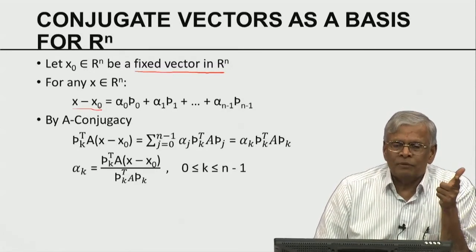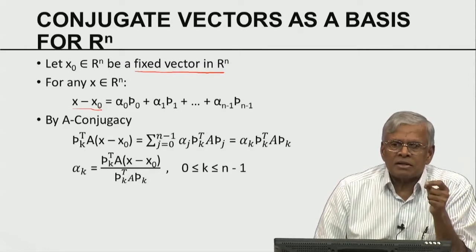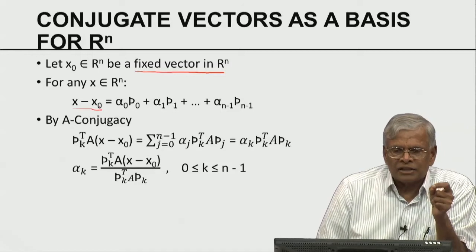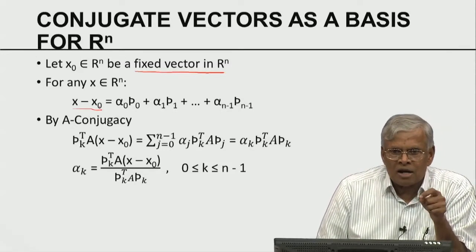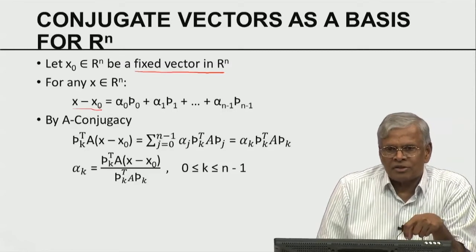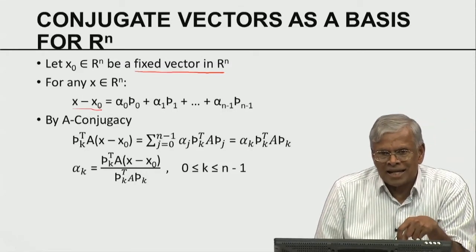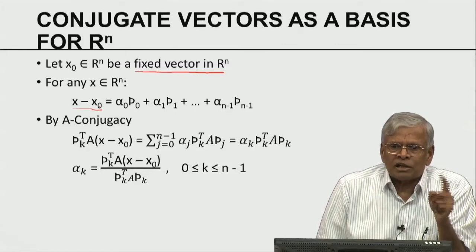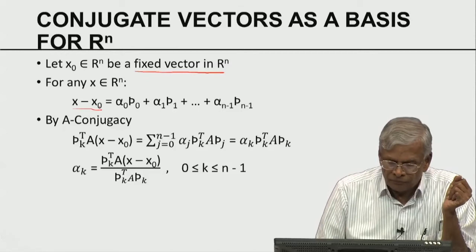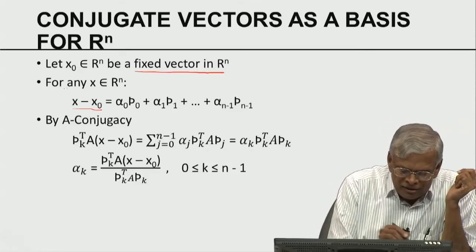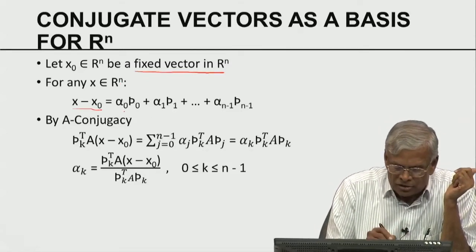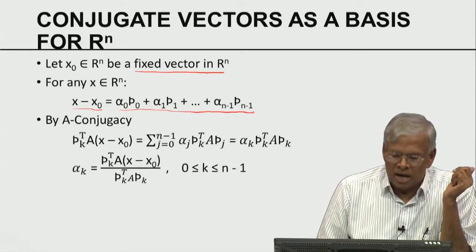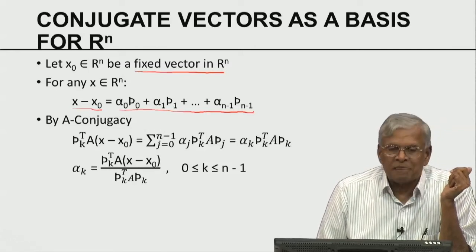So what is the idea here? I pick x naught and consider x naught as the new origin, and consider any vector x with respect to x naught. So x minus x naught is the vector with respect to the origin at x naught. If x naught is 0, x is a vector with respect to the origin itself. So for any vector x, let x minus x naught be expressed as combinations of p naught, p1, up to p n minus 1.